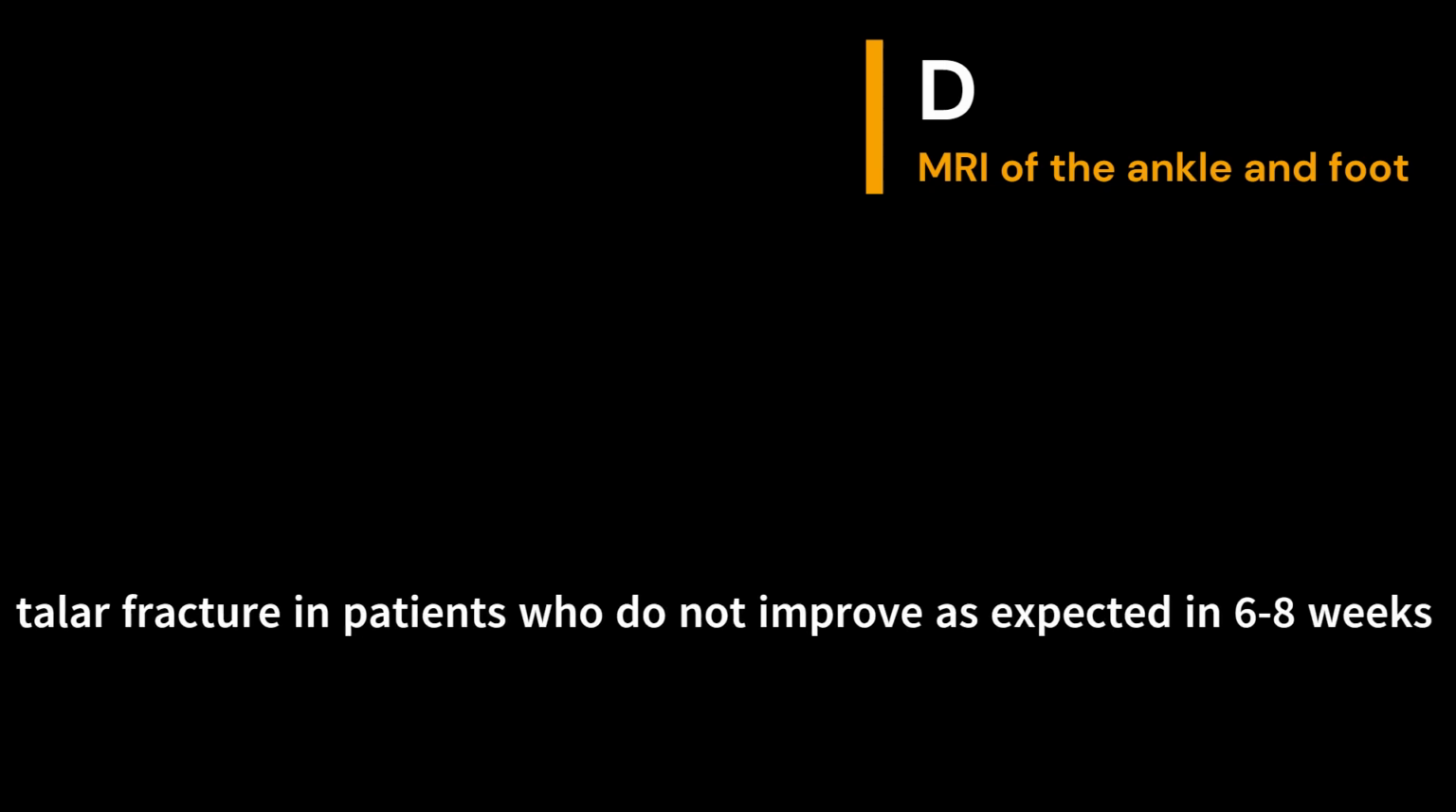C. Intraarticular aspiration. Ankle aspiration is usually done to evaluate suspected septic or crystalline arthritis. Typical features include erythema, swelling, warmth, and fever. D. MRI of the ankle and foot. MRI can visualize the ligaments of the ankle, but it is expensive and rarely needed for acute evaluation of ankle sprains. MRI may be considered to rule out a concomitant talar fracture in patients who do not improve as expected in 6 to 8 weeks, but X-ray is the preferred initial imaging study.